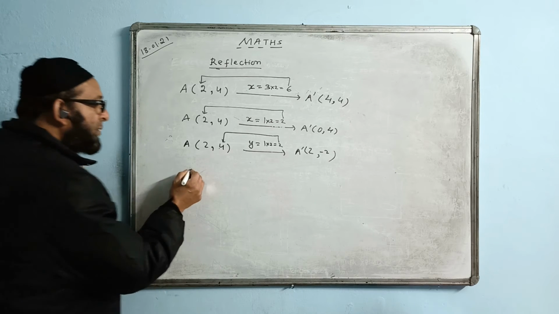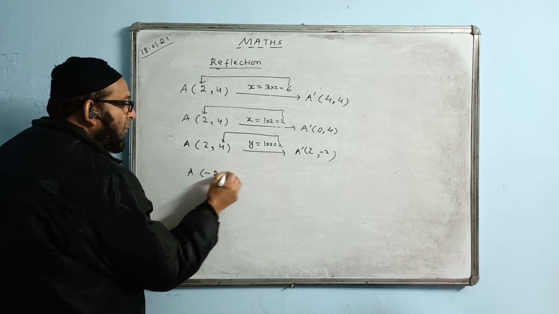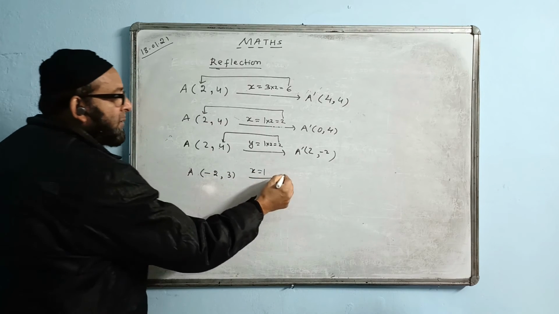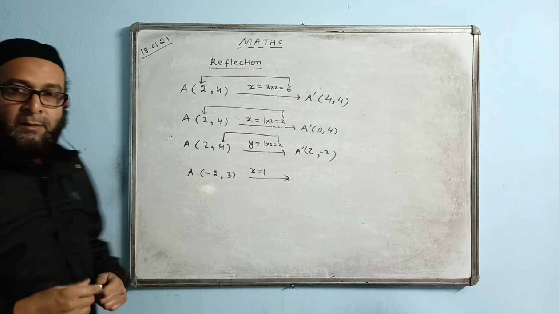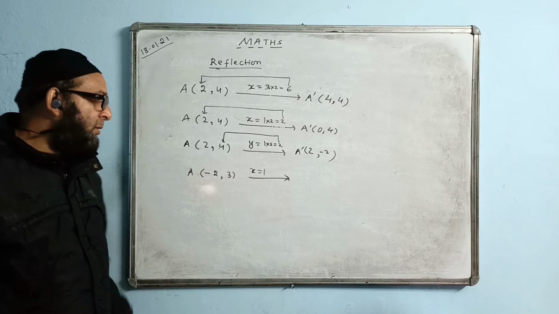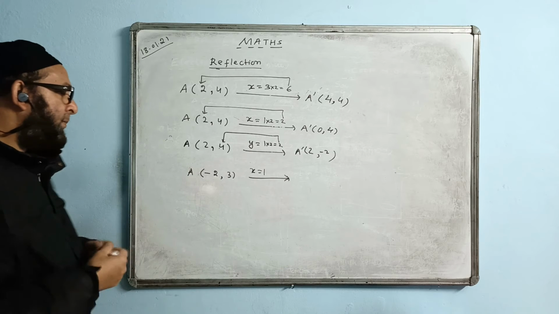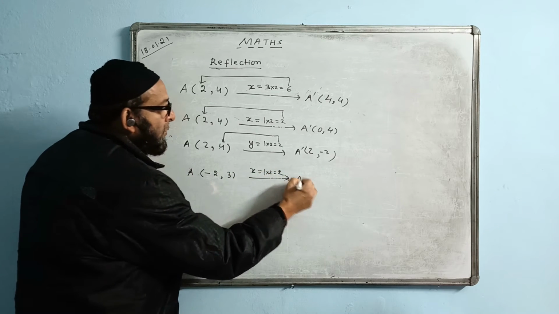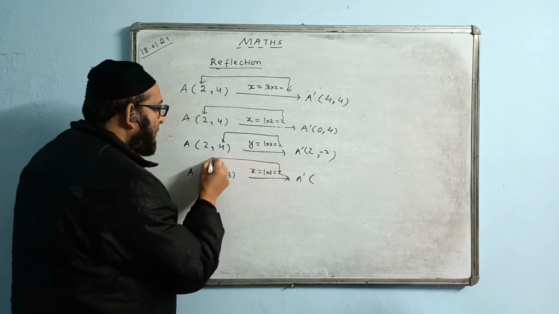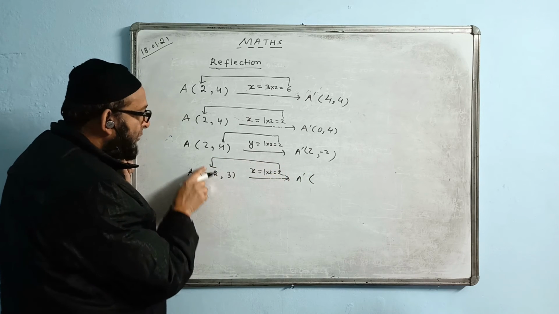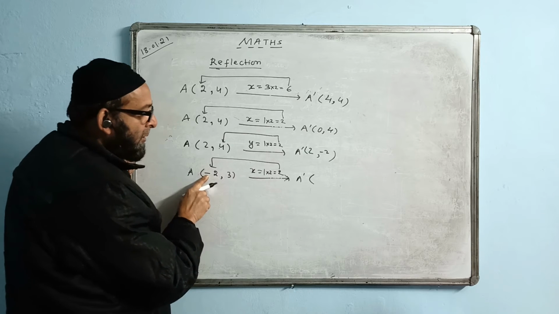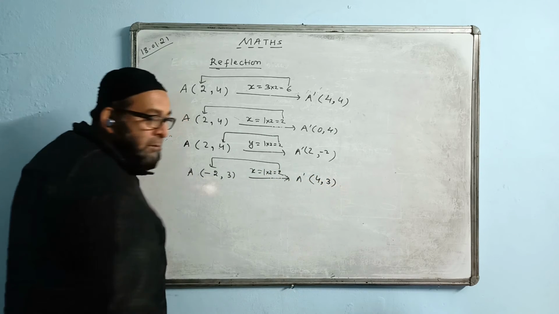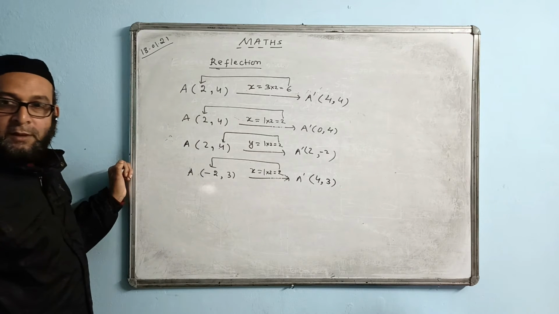Okay, one more example. Suppose A is given here as (-2, 3), and the line is given as x = 1. Let us find the answer now. You can take some time. Multiply by 2. What is the answer now? (4, 3). Good. From this you are subtracting this. When you subtract, minus becomes plus. 2 plus 2 becomes 4. The other thing remains the same. Good. That's the right answer.